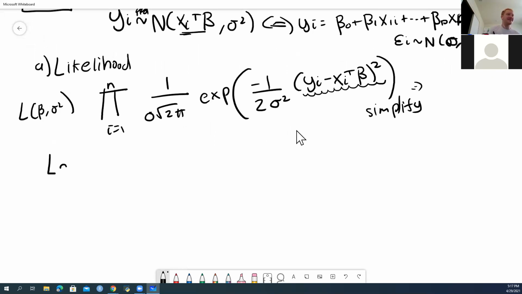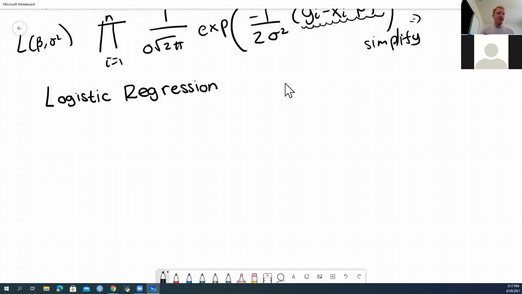Logistic regression is a little more tricky, but let's talk about it. So what is logistic regression? I don't know if you've heard of it, maybe you haven't. Deanna, have you ever heard of it?